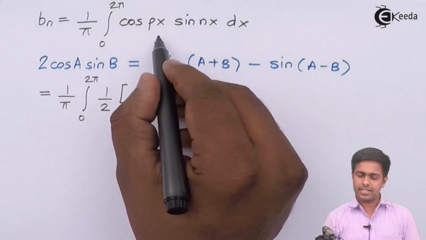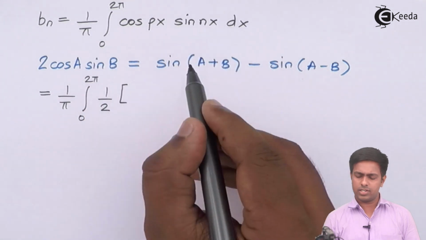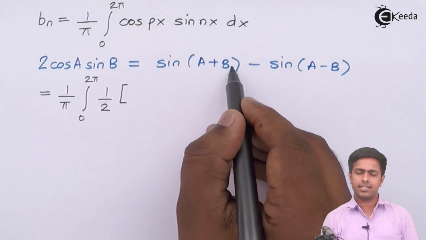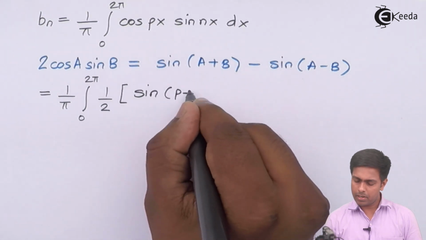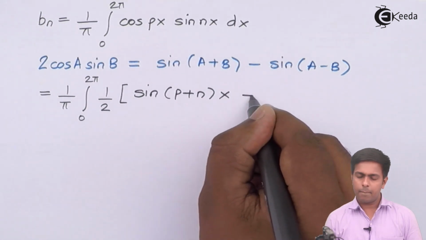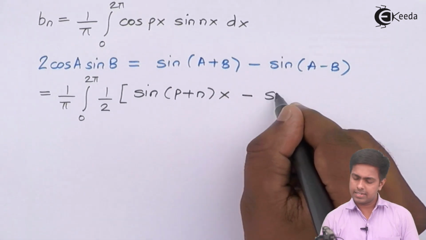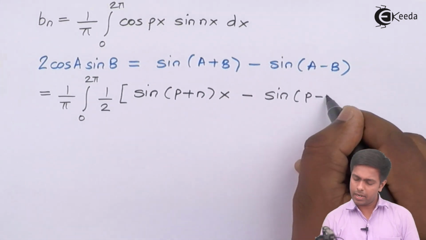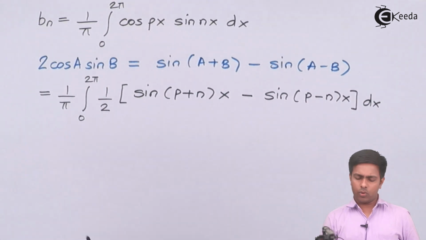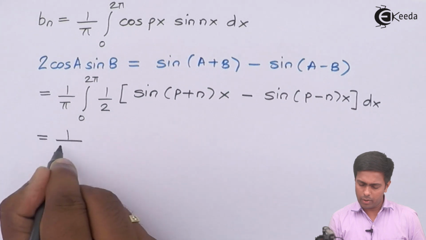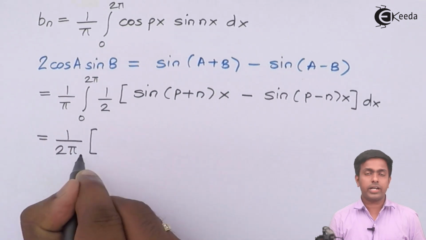A is px and b is nx, so this will be px plus nx. I'll take x common, so sine of (p plus n) into x minus, similarly here we'll get sine of (p minus n) into x dx. So I'll take 1 by 2 outside, so that will become 1 upon 2 pi, and let's evaluate the integration.